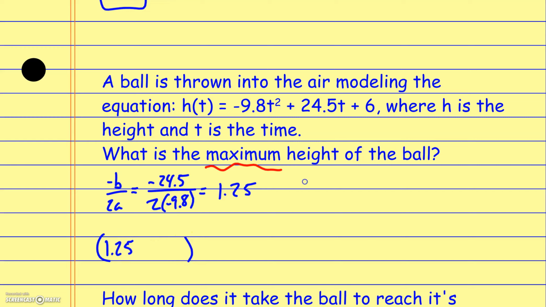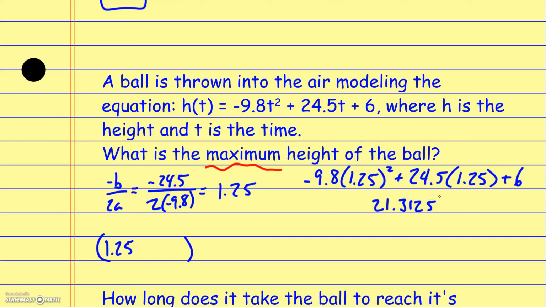So I'm just going to plug this in. So I've got the negative 9.8 times the 1.25 squared plus 24.5 times the 1.25 plus 6. And once again, this is a job for my calculator, so I plug this in. Just be careful as you hit the parentheses here. Make sure you're squaring that 1.25 before you multiply by the negative 9.8 and that kind of thing. And when we do this, it gives me a 21.3125. Okay?